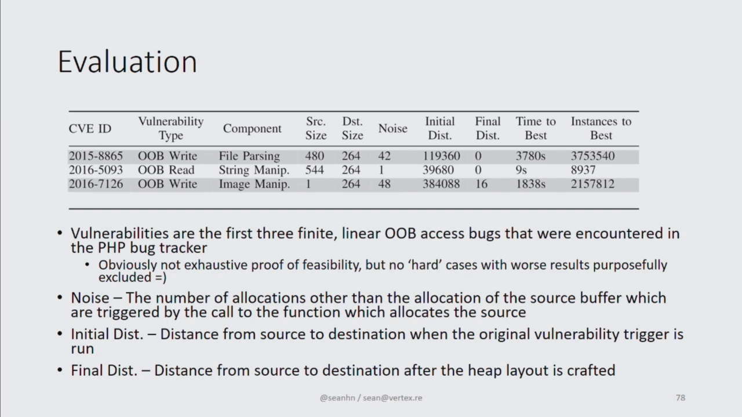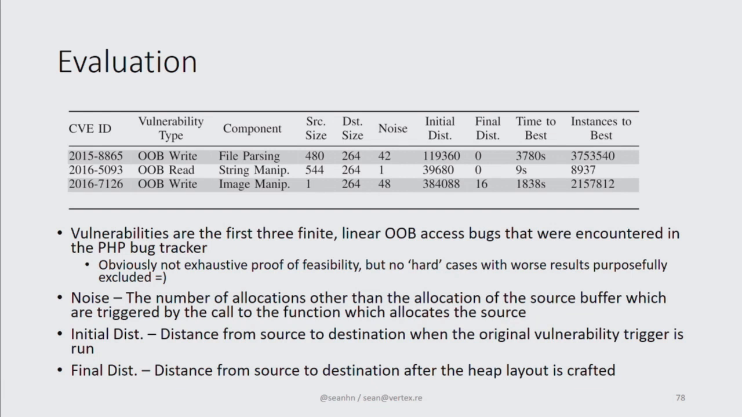So just to explain some of the headers here, the source size is the size of the buffer which is being overflowed out of when these 3 vulnerabilities are triggered. The destination size is the size of the object that we want to corrupt. Noise is a count of the number of allocations which are triggered when we allocate the overflow source that are not the source buffer itself.